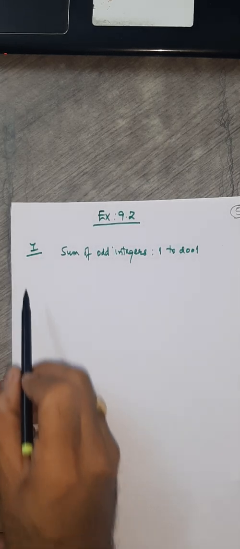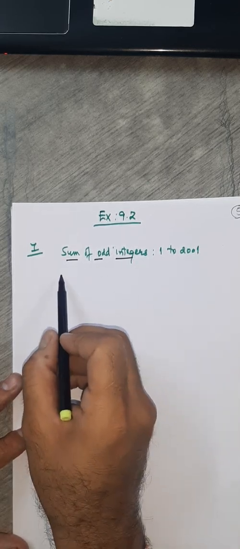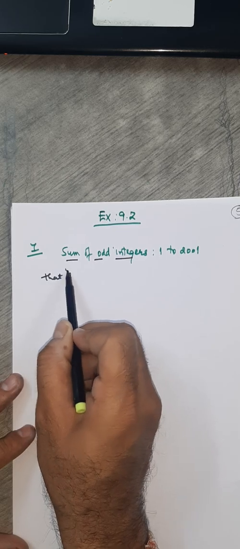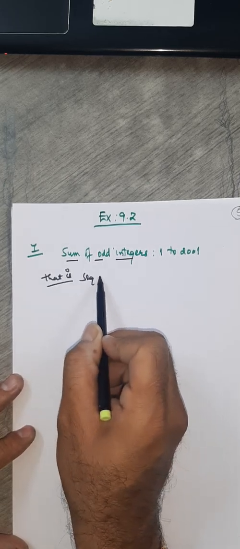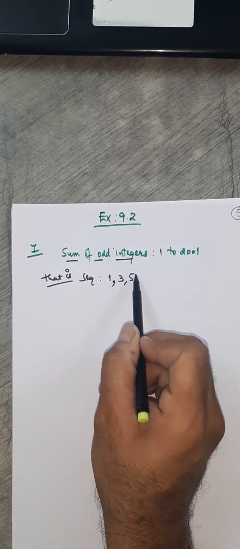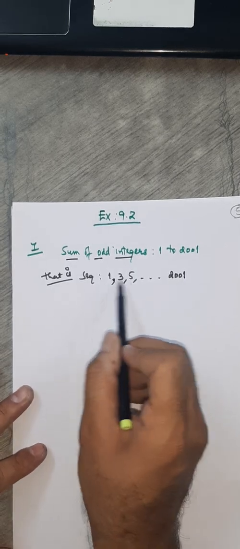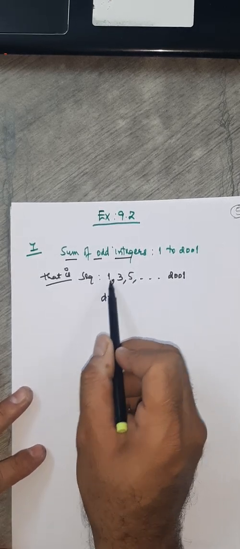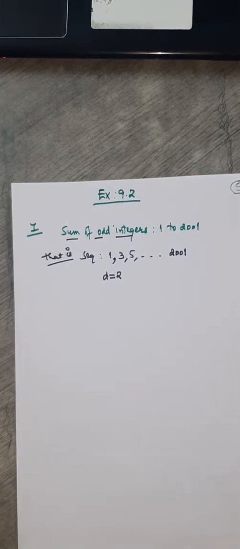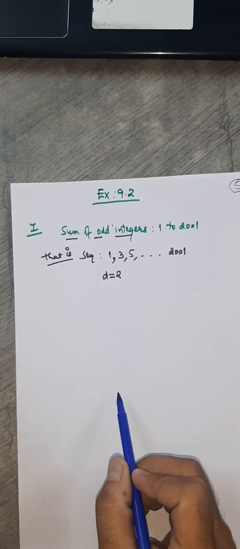Exercise 9.2, first question: sum of odd integers from 1 to 2001. Here the sequence is 1, then 3, then 5, and the last number is 2001. So obviously the common difference is 2, so D is 2 here.